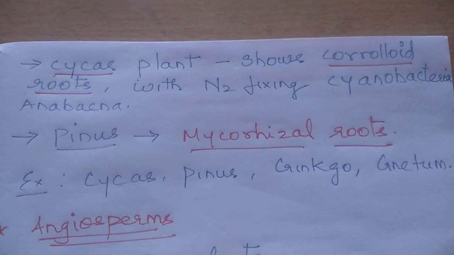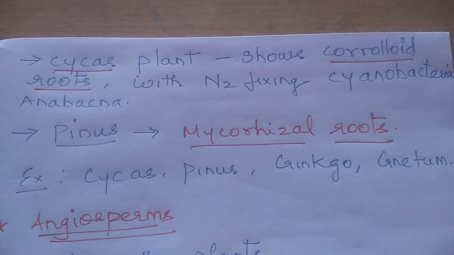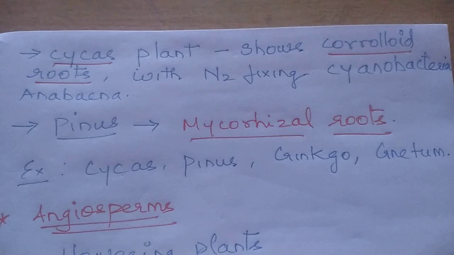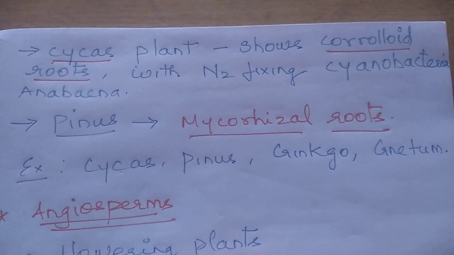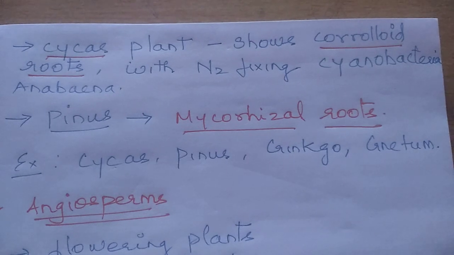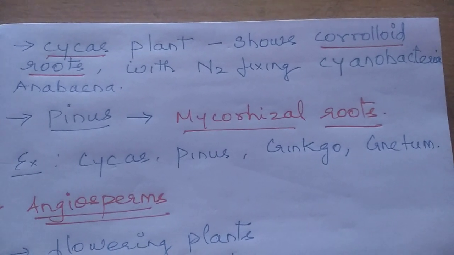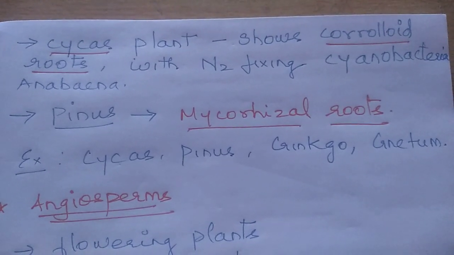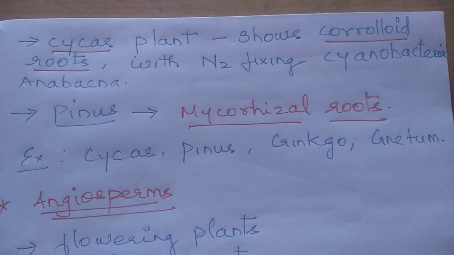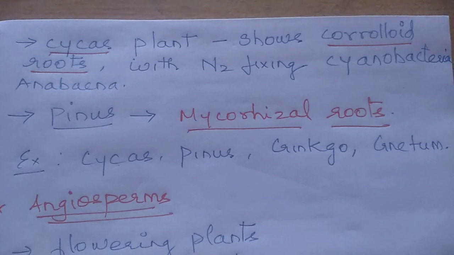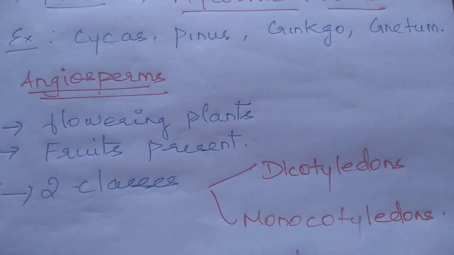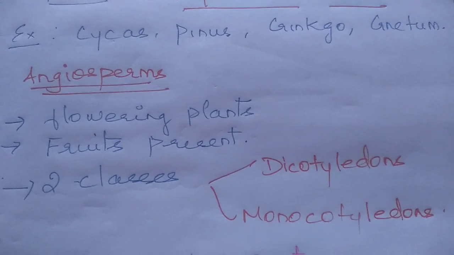And the next important example is the cycas plant. It shows coralloid roots. The famous example of coralloid roots is cycas, with nitrogen fixing cyanobacteria, that is Anabaena. They are present in the roots of the cycas plant. And pinus has mycorrhizal roots. These two things are important to remember: coralloid root means cycas and mycorrhizal root means pinus. The examples of gymnosperms are cycas, pinus, ginkgo and gnetum.